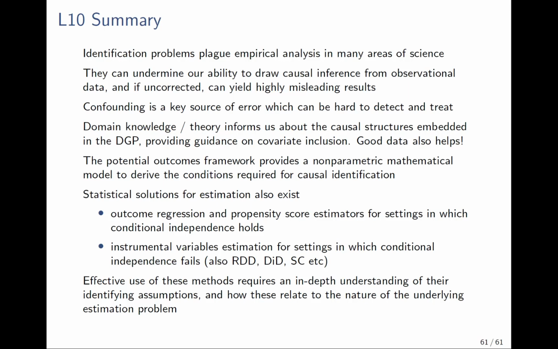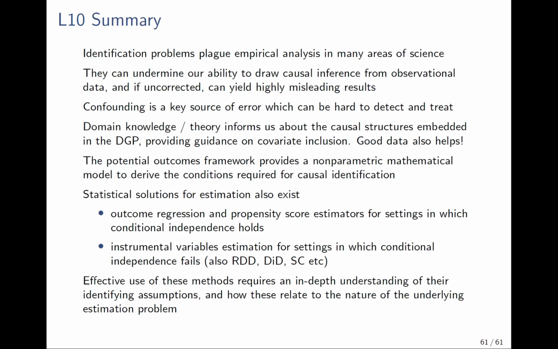If we want to know about causality and confounding, domain knowledge and theory inform us about the causal structures embedded in the data generating process, and it therefore provides guidance on covariate inclusion, which covariates to include in the model. I hope what this lecture has also shown is that good data, access to good data, helps enormously when we're trying to estimate causal inference.